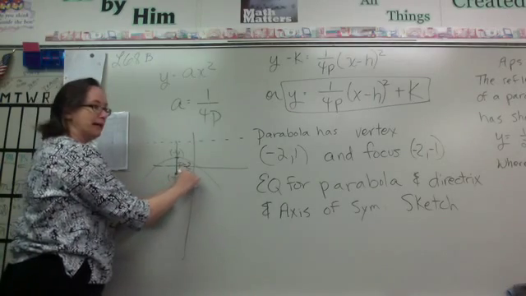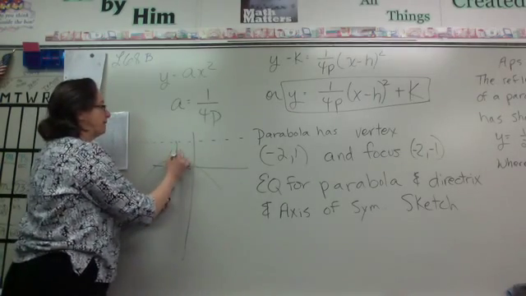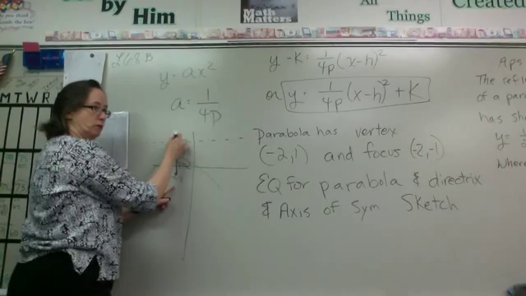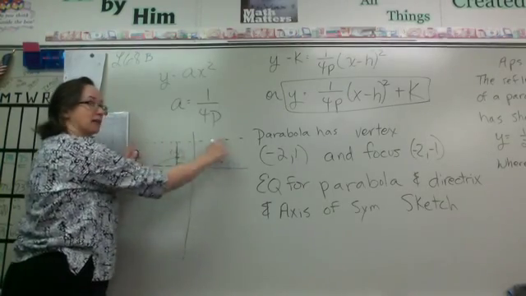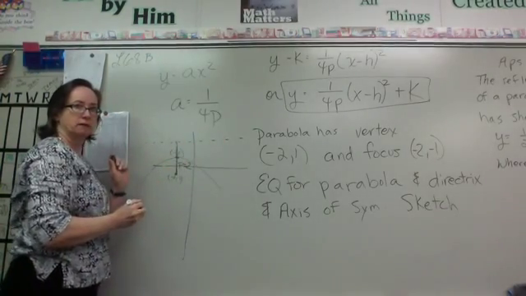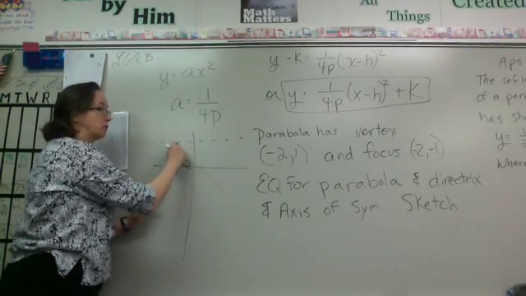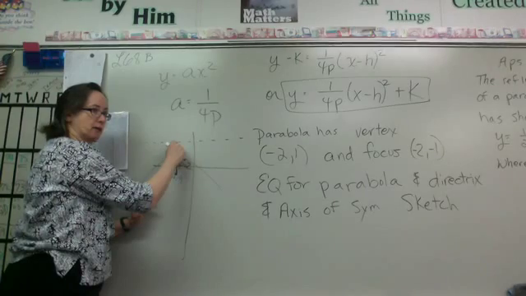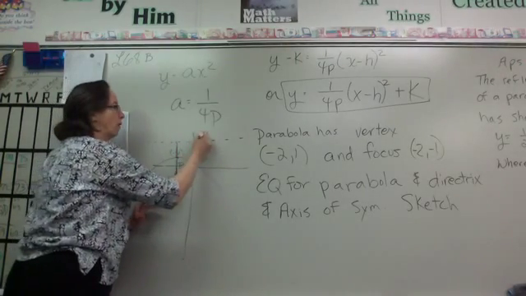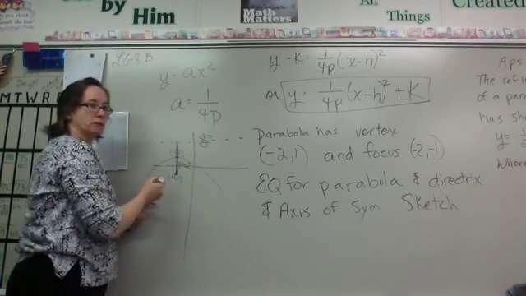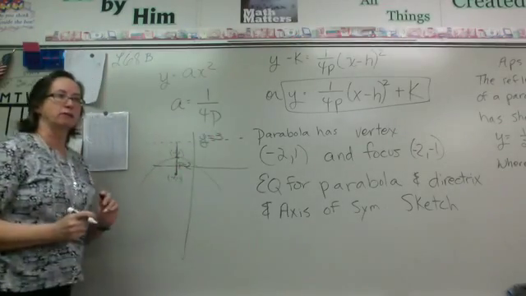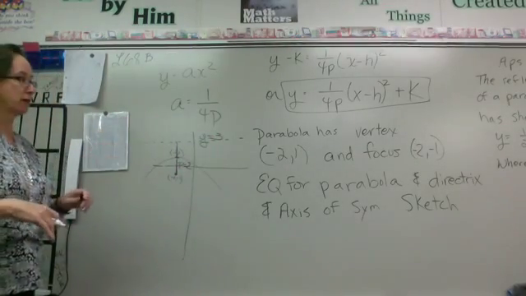Okay, so the p distance is 2, so if this is also 2, then what is the equation of that line? Okay, it went up the 1 to get here, but then it's got to go up the 2 more because the p distance goes over here, so this is going to be what? Y equals 3. Right? Y equals 3 is that directrix line.